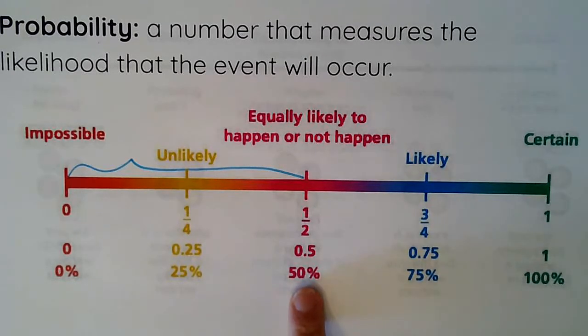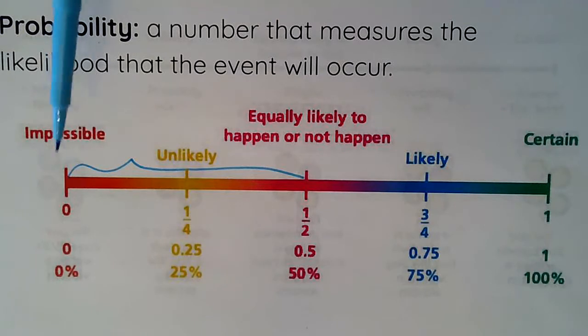Okay. So you've got 0 on the low end, 1 as the high end, and in the middle, we've got our half, our 50%. This is your even chance. It has an even chance of happening. It has an even chance of not happening. It's an equal chance on either end. Okay, so that would be your 50% chance.